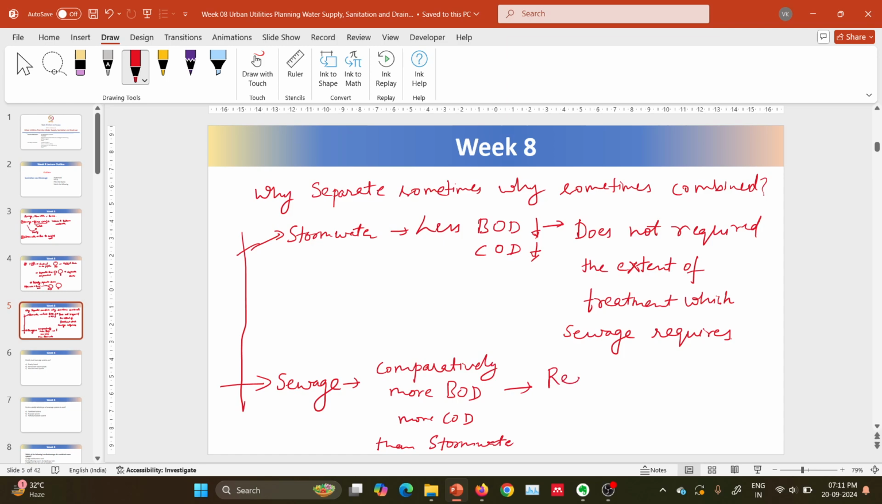So sewage requires treatment. When stormwater is less, it can be combined with sewage. When stormwater increases, it dilutes the sewage, and further we need to treat the sewage. So that's why we are trying to provide separate lines for sewage and drainage. This is the philosophy of combined and separate sewage systems.